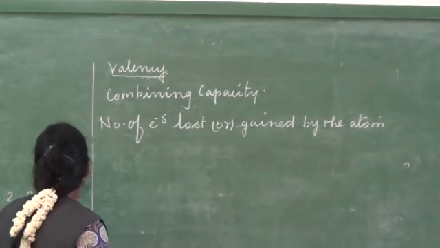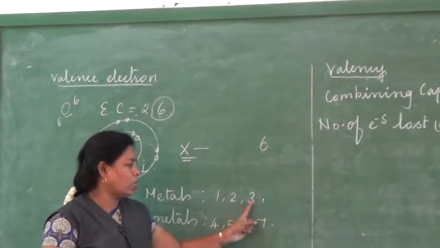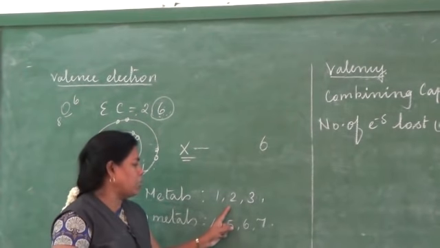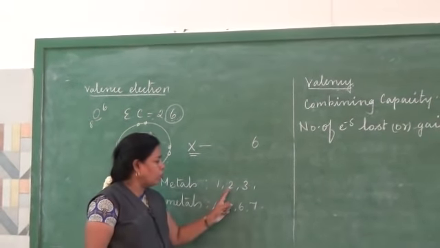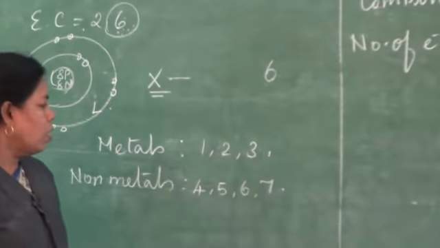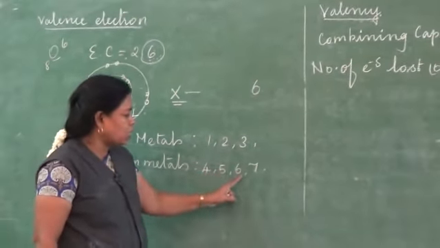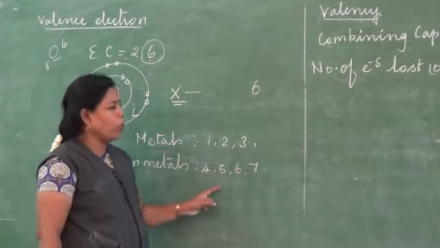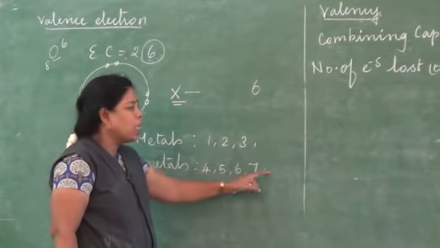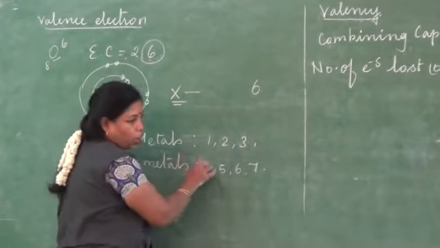For example, metals have 1, 2 or 3 electrons in the outermost orbit. So for attaining stability, they are capable of losing 1, 2 or 3 electrons from the outermost orbit. In the case of non-metals, it is not possible to lose 4, 5, 6 or 7 electrons. So they will gain electrons to make the outer shell 8. Gaining 4 electrons is not possible.